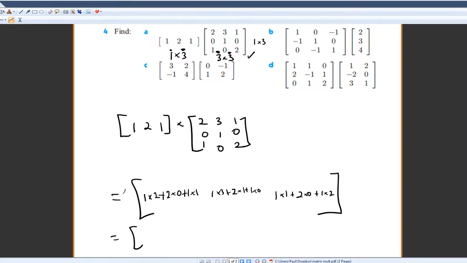Alright, I typically then write some numbers up the top here. 2 times 0 is 0, 1 times 1 is 1, that's 3 plus 2, and 1 plus 2. So our elements are 3, 5, and 3. And just to double check, we've got a 1 by 3. We knew that that would happen. So there's my first example.